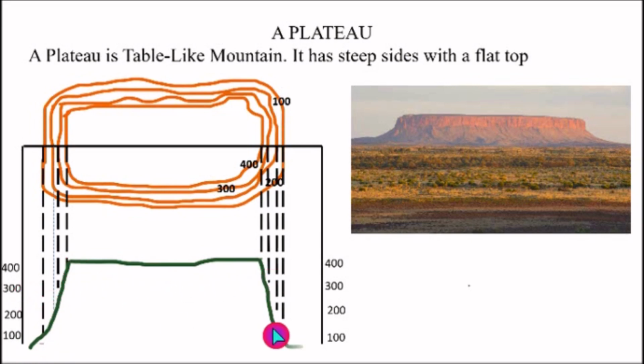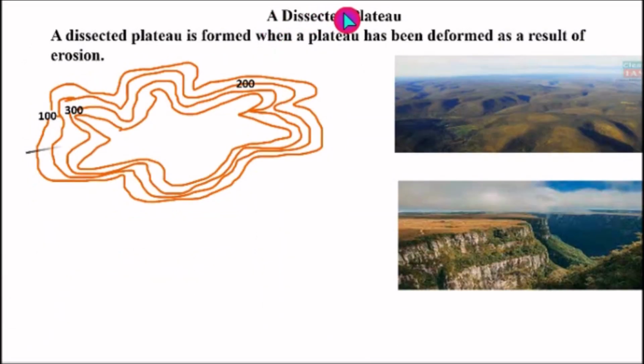So these are the two steep sides, and this is the flat top. This is a plateau. You can see it clearly over here. This is a picture of a plateau. A dissected plateau. A dissected plateau is formed when a plateau has been deformed as a result of erosion.